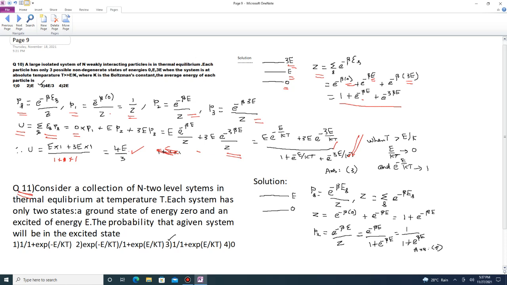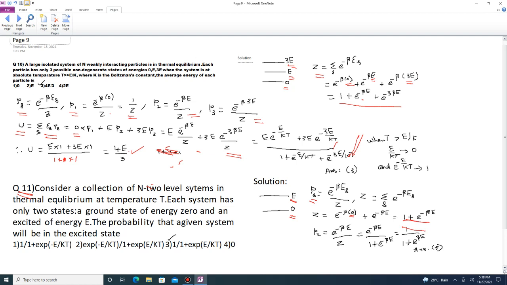So here there are 2 levels, one having energy 0 and another having energy E. Now let us calculate P_s. This is the expression for the probability, e power minus beta E_s divided by Z. Z is equal to the summation over s of e power minus beta E_s. Since you have 2 levels, the lower level is 0 and the upper level is E. So this is the expression for Z, 1 plus e power minus beta E. You are asked to find P2.